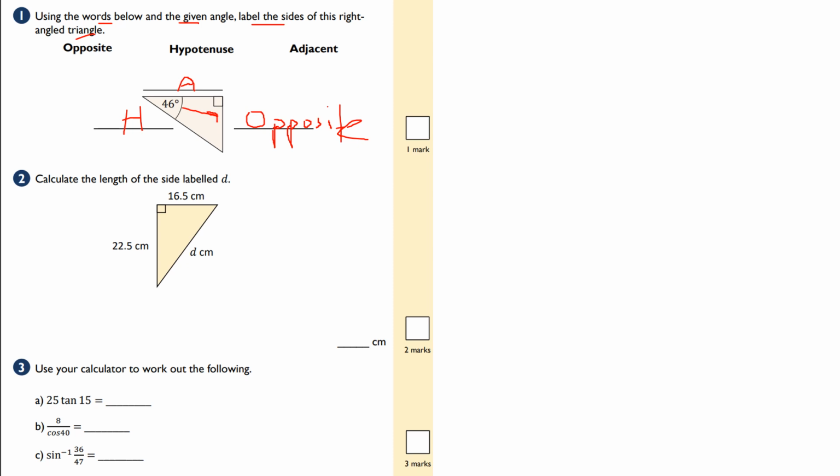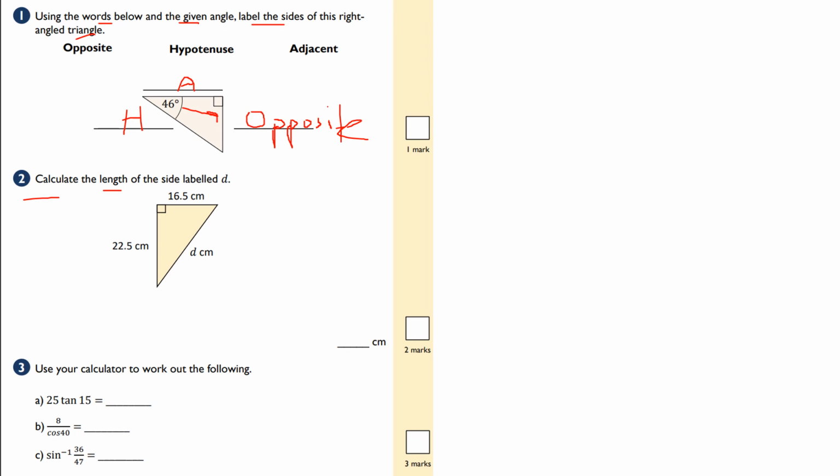Whenever you are doing trigonometry with SOHCAHTOA, you label your sides as step 1, and then we look at SOHCAHTOA. So sine is opposite over hypotenuse, cosine is adjacent over hypotenuse, and tangent is opposite over adjacent.